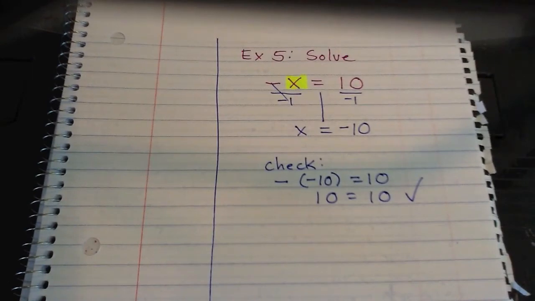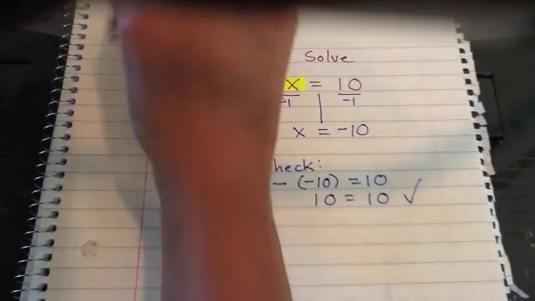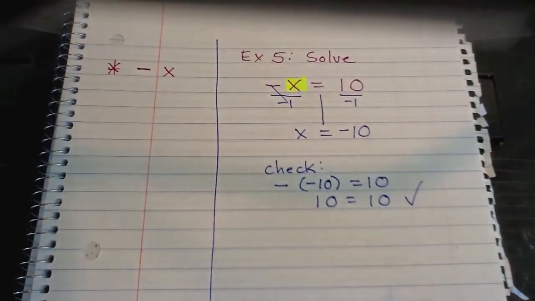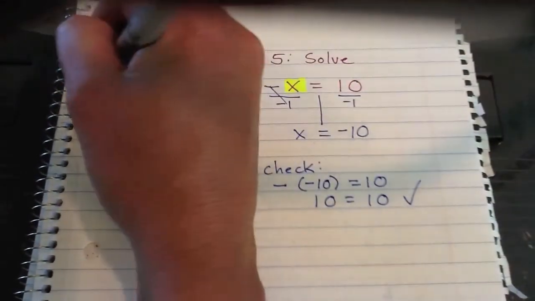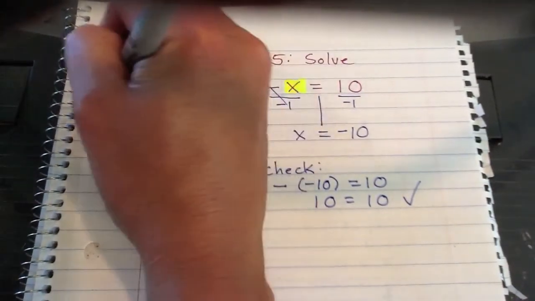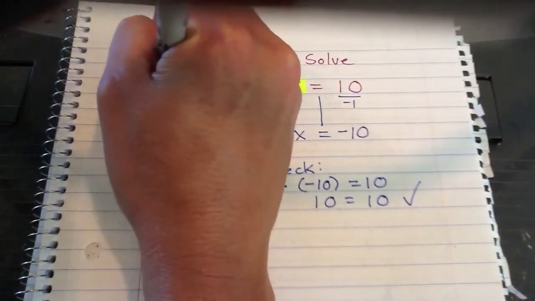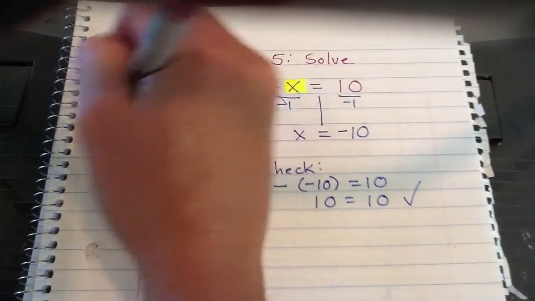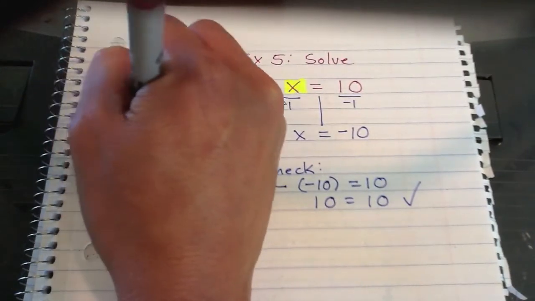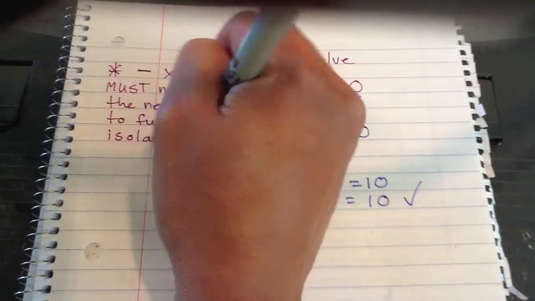So make a little note over here. If you have a negative x, or a negative variable in general, you must move the negative to fully isolate the variable.